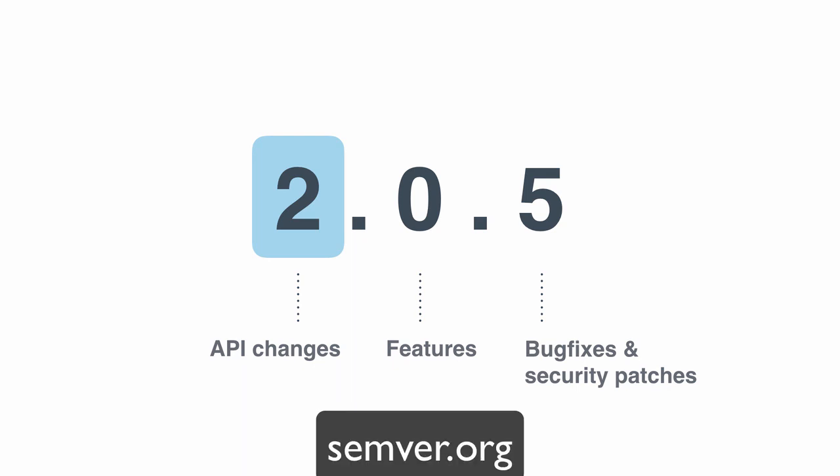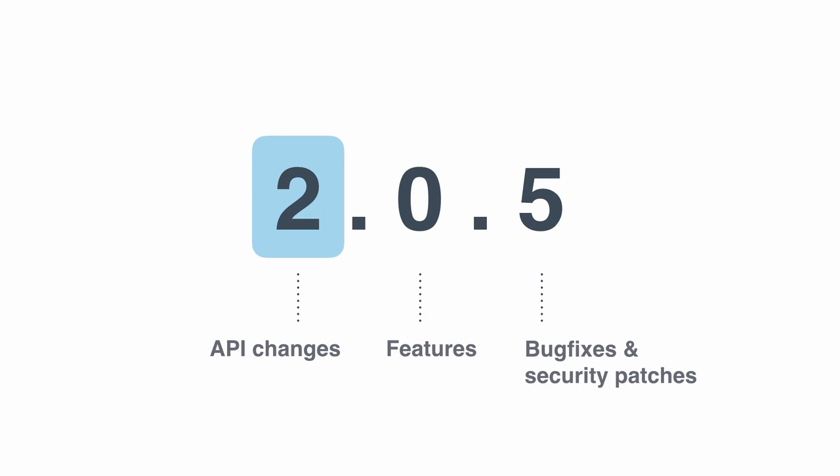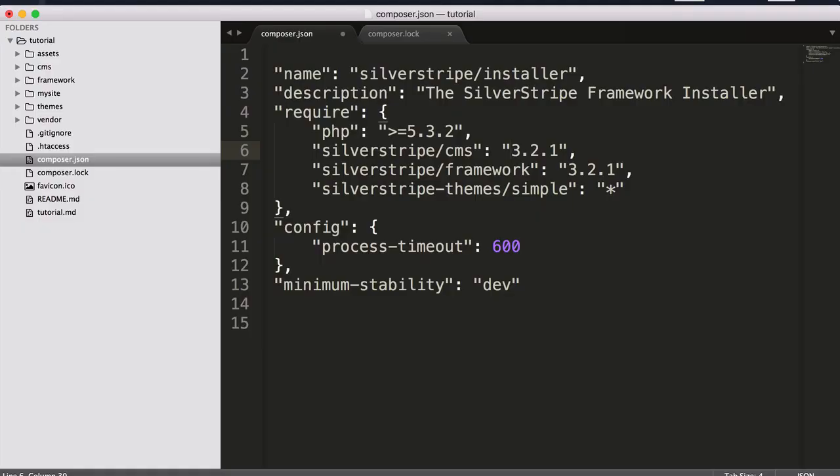Now, SilverStripe has not always used semantic versioning. This is fairly new in the latest release. So based on the semantic versioning rules, we can safely assume that anything beginning with 3.2 will not break our project. So let's use the tilde syntax to specify that. We'll say SilverStripe CMS tilde 3.2.0 and SilverStripe Framework tilde 3.2.0.